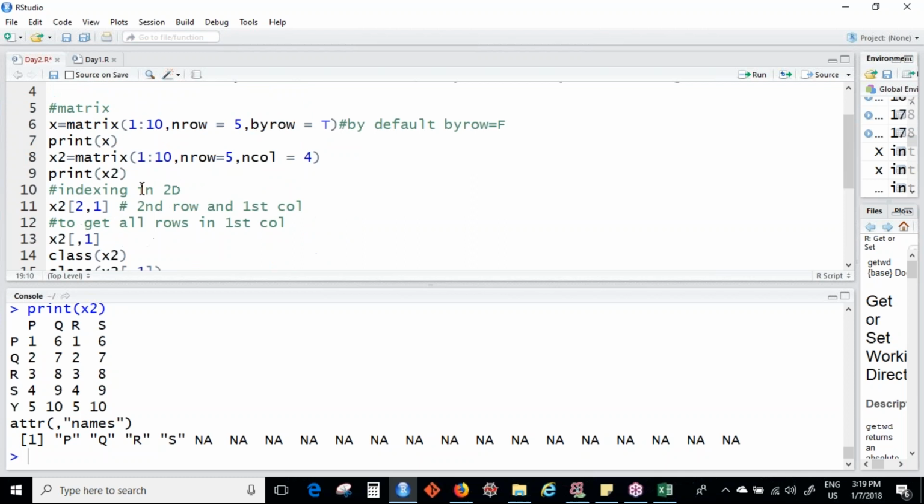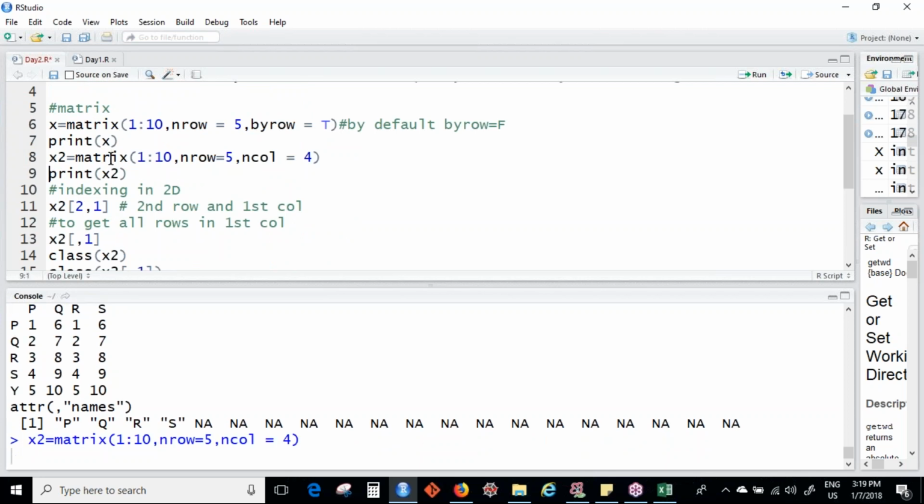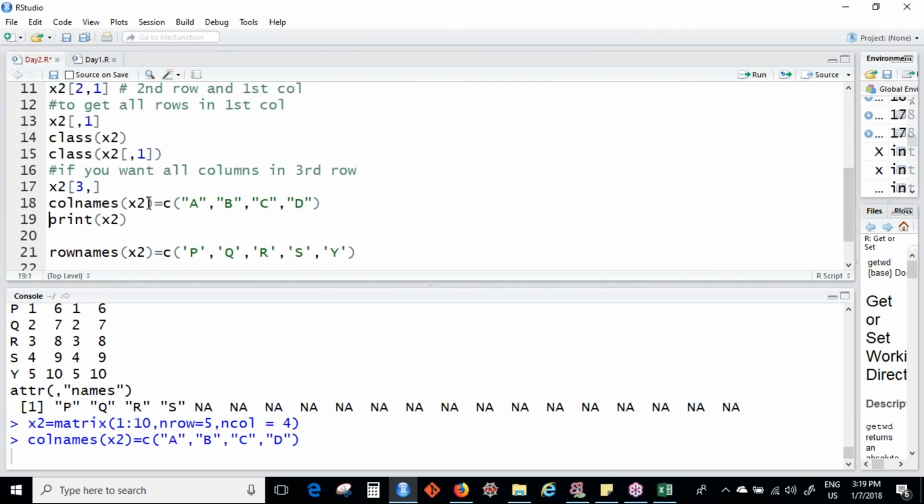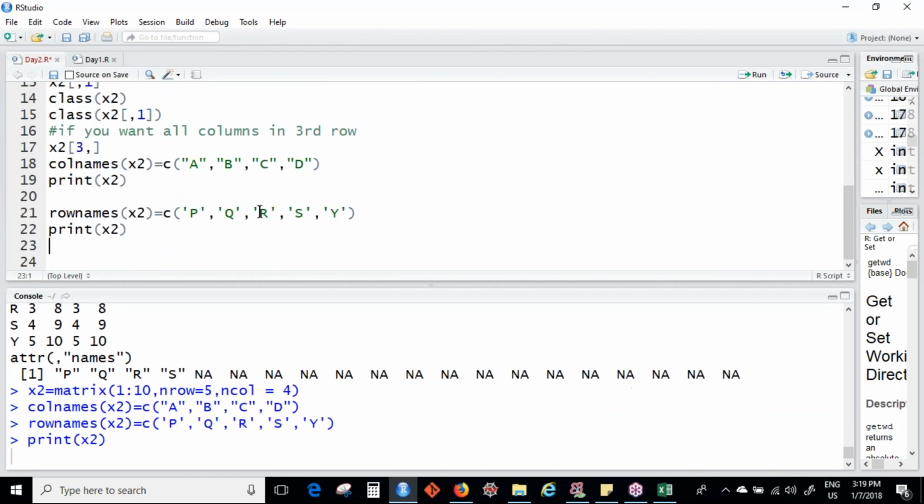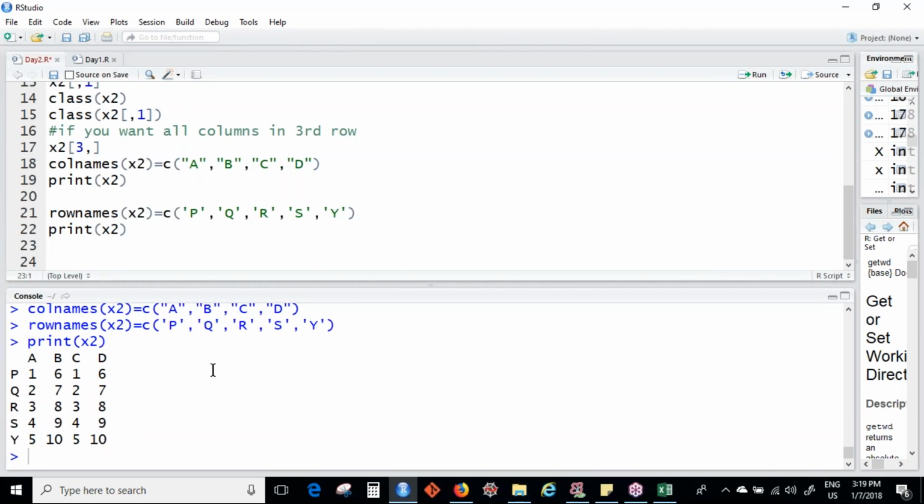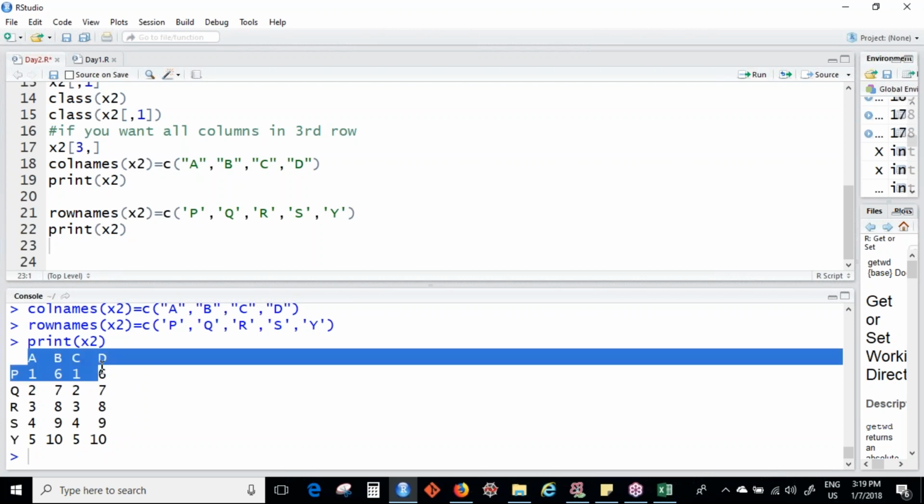So your x2 is this. Then I give column names to my x2, and then I give row names to my x2, and then I print x2. Yeah, it works. We don't usually use all of this in the industry. I'm just showing you to explain, but we don't ever use this. So this way you can give names also.